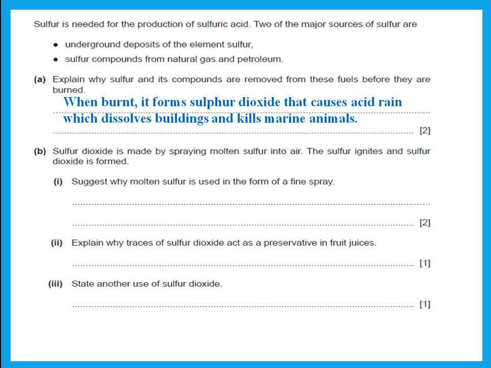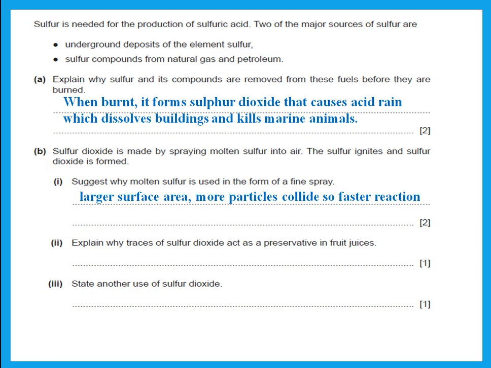Okay, so sulfur dioxide is made by spraying molten sulfur into air. So just why is molten sulfur used in the form of a fine spray? This has to do with the rate. Do you remember when we said we use a reactant in small pieces, not big pieces? Because the fine spray has a larger surface area, more particles collide, so a faster reaction.